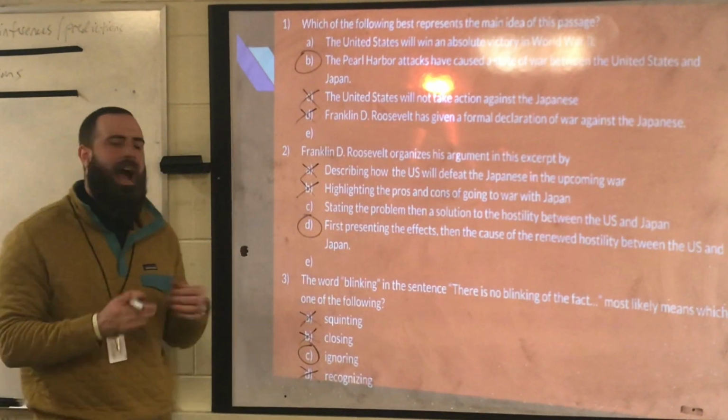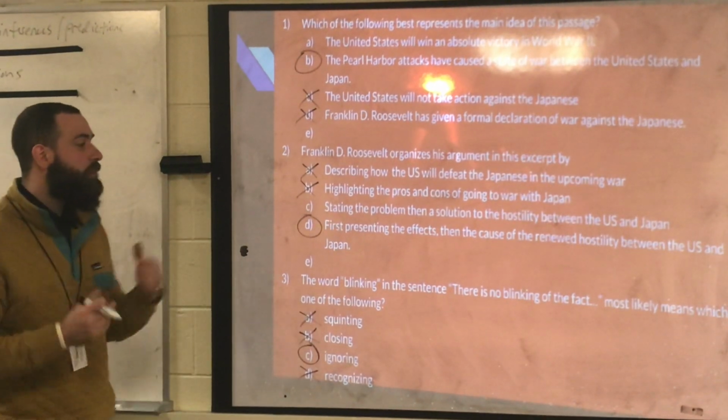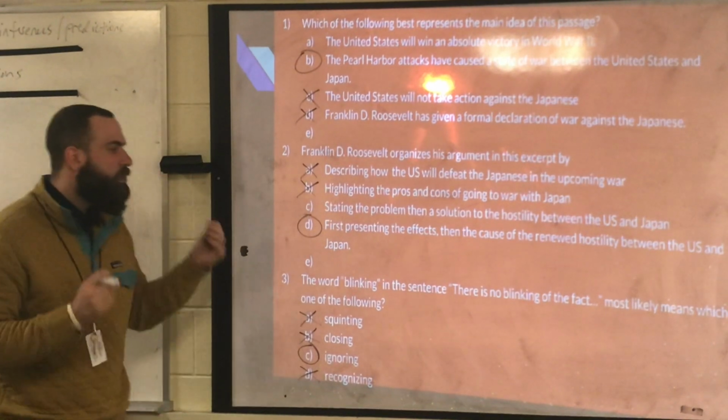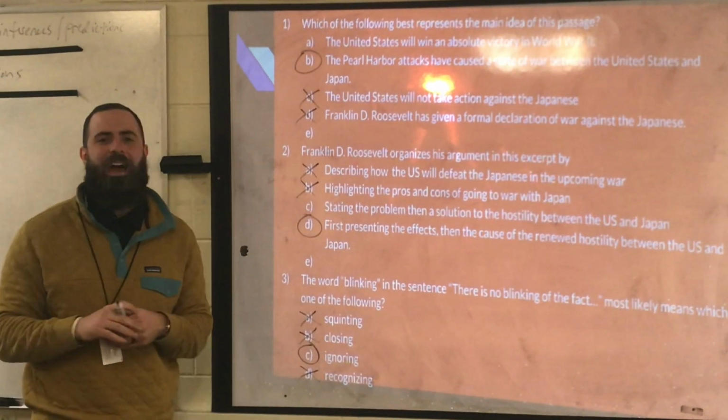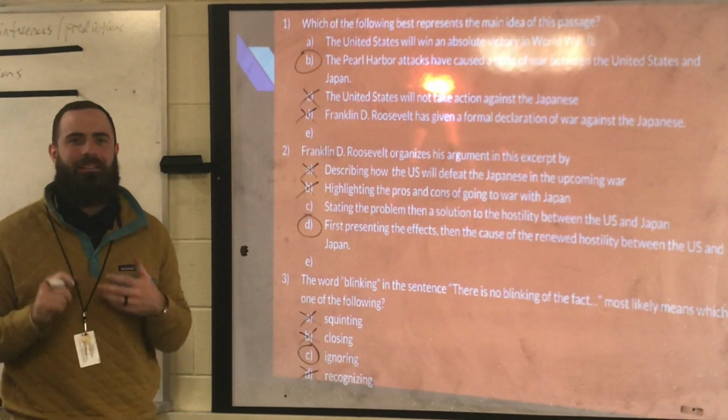I've replaced it. I would read the full sentence, make sure it still makes sense, and to blink can be to ignore, right? If you're blinking, your eyes are closed. So there's no ignoring the fact. There's no looking away. There's no closing our eyes and acting like it's not an issue.